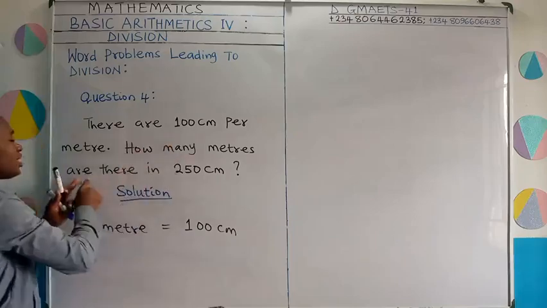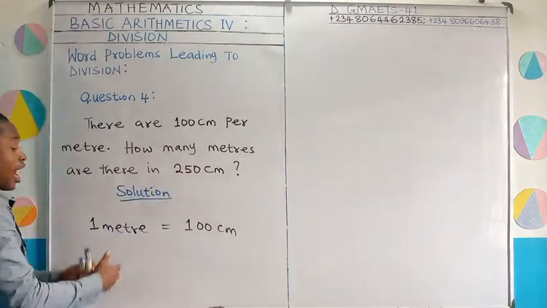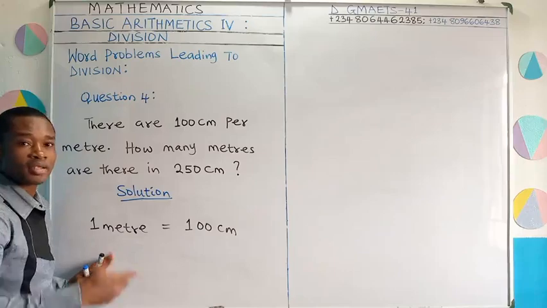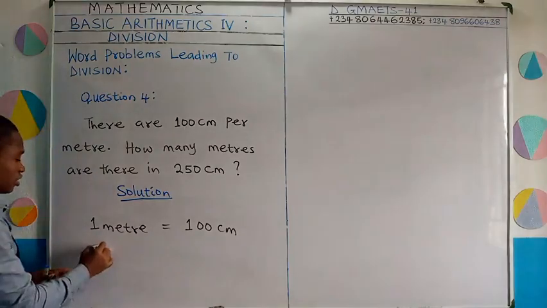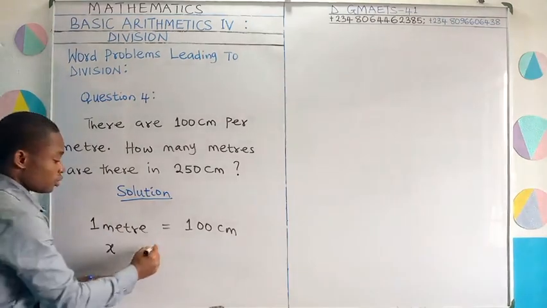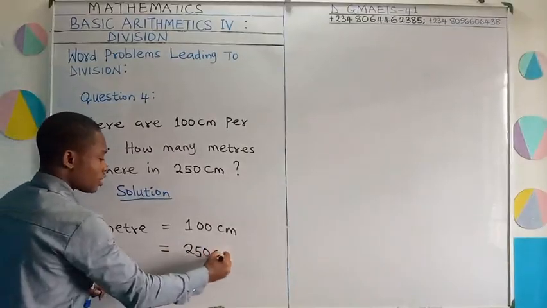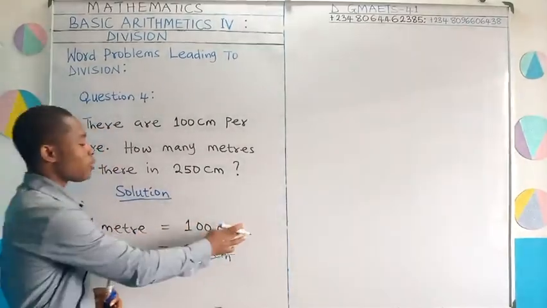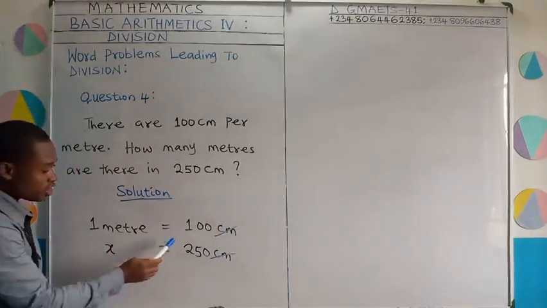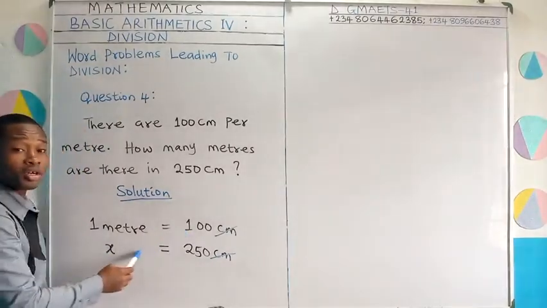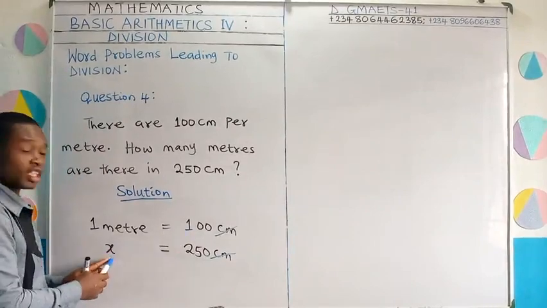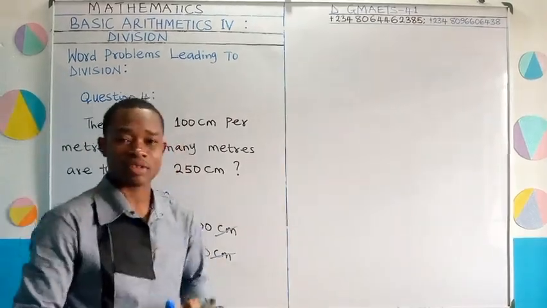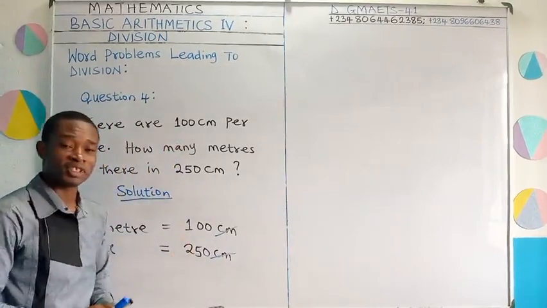Now, how many meters are there in 250 centimeters? I can decide to say let the number of meters be, you can say x, y, t or whatever. So let me use x. So x meters, which we don't know, will be equal to 250 centimeters. Of course, you're going to cross multiply. If you cross multiply, you would see clearly that the coefficient of the unknown will be 100. That will be the coefficient of the unknown, which simply means we are going to divide both sides by 100 to get our x, which is the number of meters in 250 centimeters.